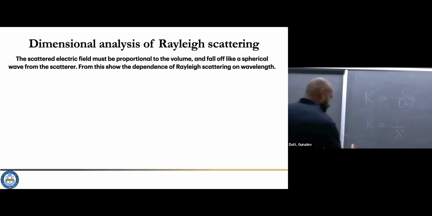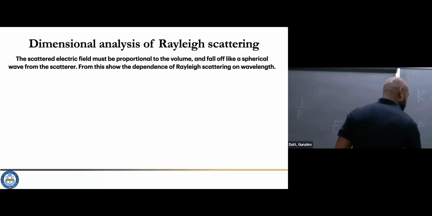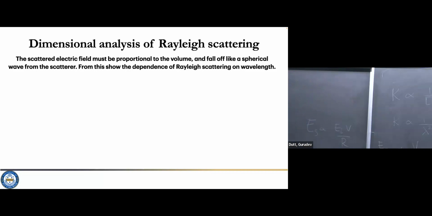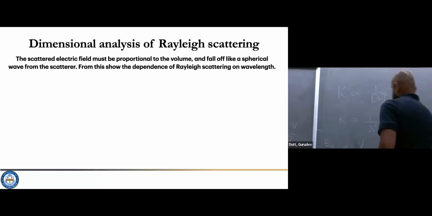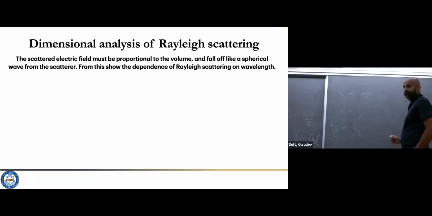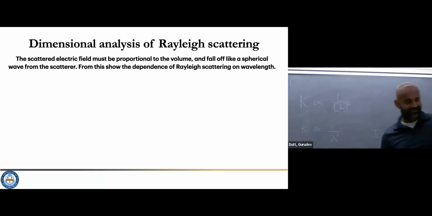So we have arrived at our conclusion for ES over EI. Of course, there could be other constants that will occur once you solve the problem accurately. But we can, without any further ado, say that this must be the general form of the answer. And the intensity of the scattered light, which is proportional to ES squared, must therefore be proportional to 1 over lambda to the fourth. So this is the argument for Rayleigh scattering, and that concludes my time.